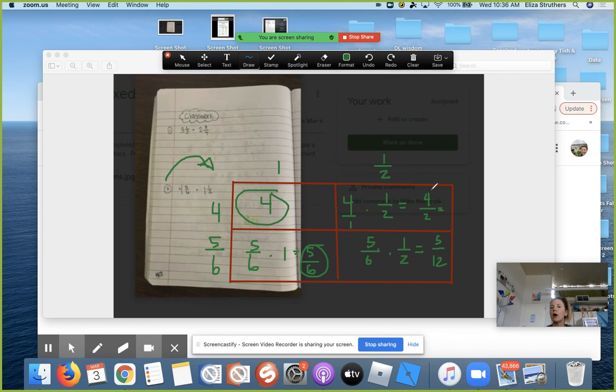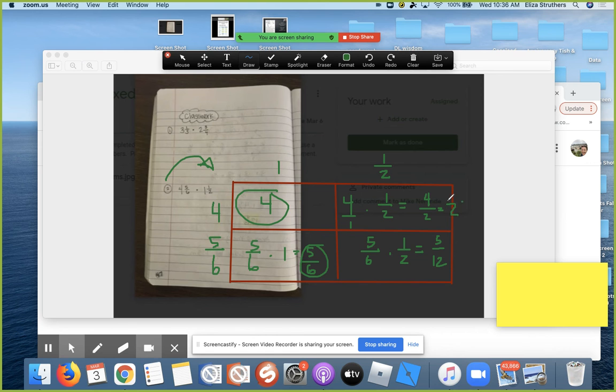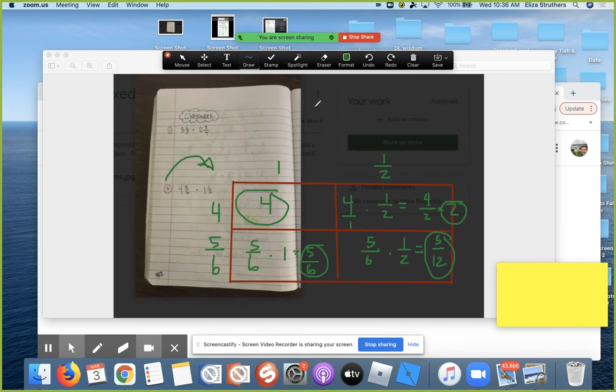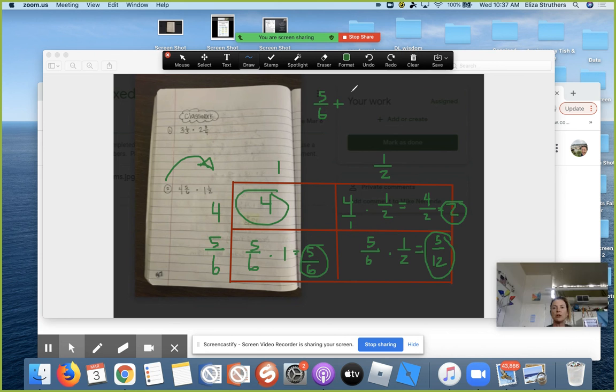Remember, if it's an improper fraction, you divide the top by the bottom. So what is 4/2 as a whole number? Somebody shout it out. 2. Okay. So we've got to add all these up, right? So now we got a 5/6. Tell me what the lowest common denominator is going to be.